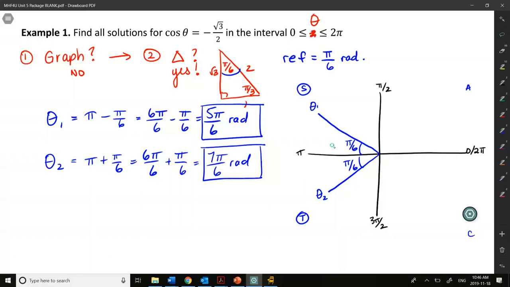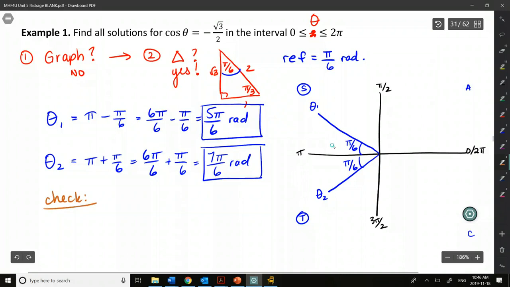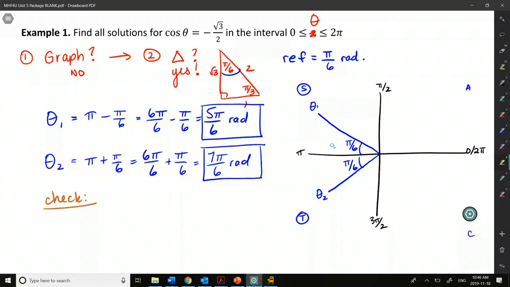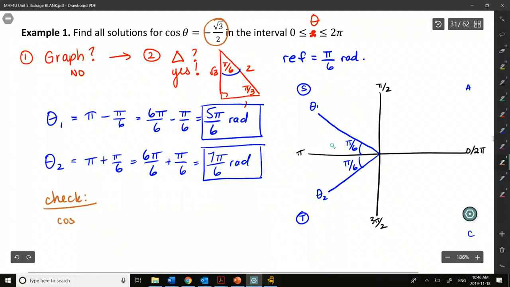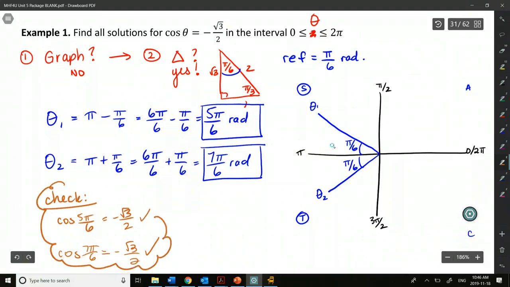Okay, how can we check our answers here? Evaluate on the calculator? Sure. So if you figure out what negative root 3 over 2 is as a decimal, and if you type in the cos of 5 pi over 6 and the cos of 7 pi over 6, we should get negative root 3 over 2 for both of these. Okay? So that would be how you do a quick little check. You're going to plug back in and see if you get out the correct answer to what you started with in the question.